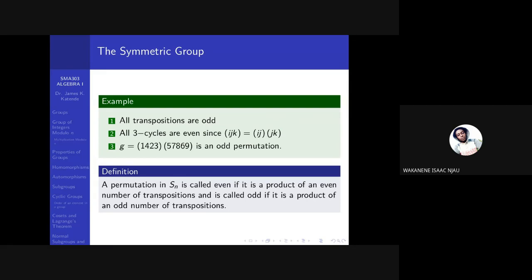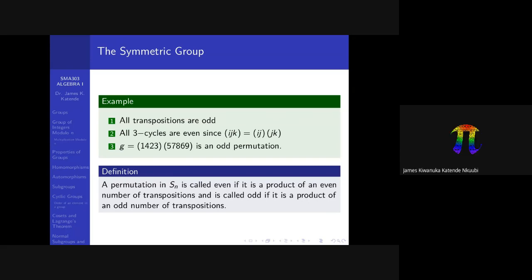Can you please explain part 1? All transpositions are odd. A transposition is a cycle of length 2, right? So it's made up of just one transposition, and 1 is an odd number. So that makes them odd. But here you can see an example, 3-cycles. We have shown that a 3-cycle can be written as a product of 2 transpositions. 2 is an even number. So we say 3-cycles are even.